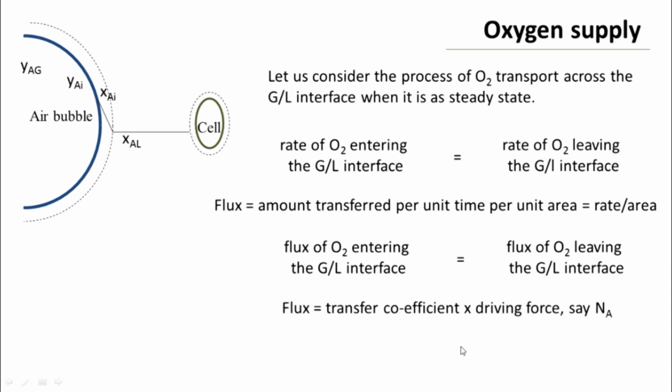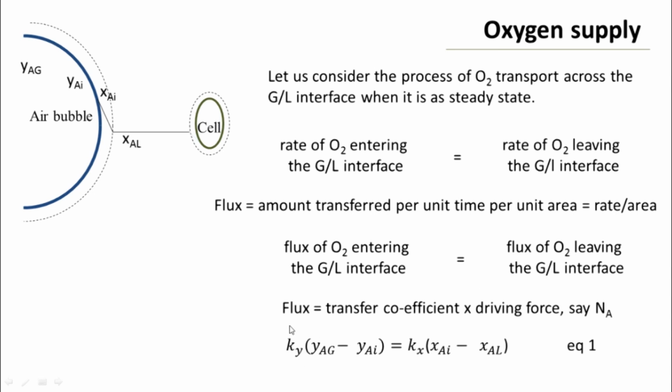Flux can be seen as a transfer coefficient times driving force. This is a standard way of looking at flux. It is seen as a product of a transfer coefficient times a driving force. Driving force is the one that is necessary for the flux to occur. And let us say we call the flux as NA in this case. We will develop it as A and then apply it to oxygen. This is generic species A.